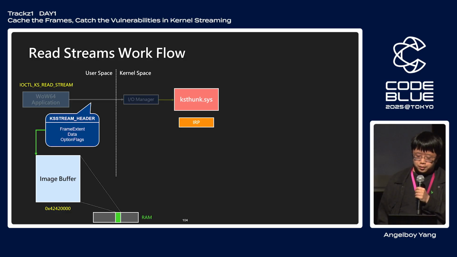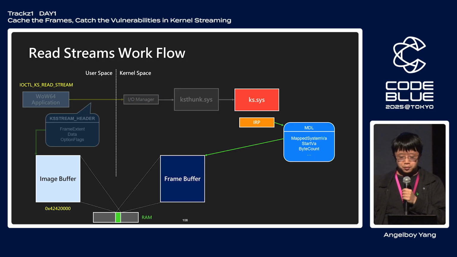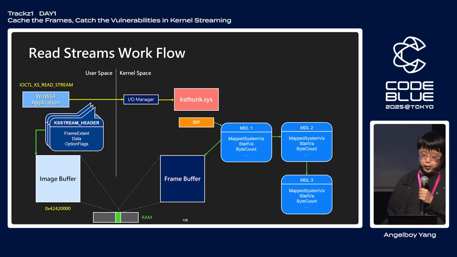As shown in this diagram, when we send a 32-bit request, KSUNC processes it first. KSUNC will set up the MDO and map the frame buffer. After that, it passes the IRP down to case. Since the MDO has already been created by KSUNC, case will not allocate a new one. Then it will allocate a case frame to handle the frame. Moreover, if we request multiple frames at once, KSUNC will pre-allocate all the necessary MDOs and the frame buffer mappings.